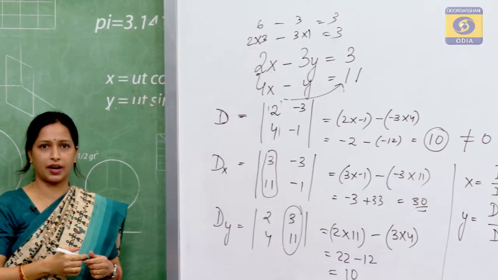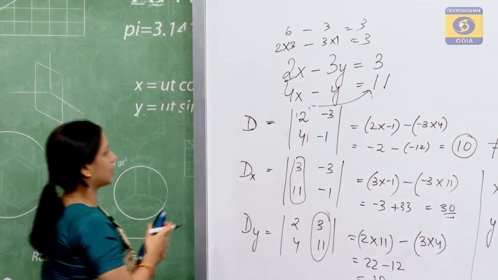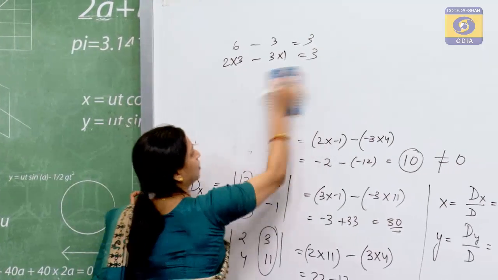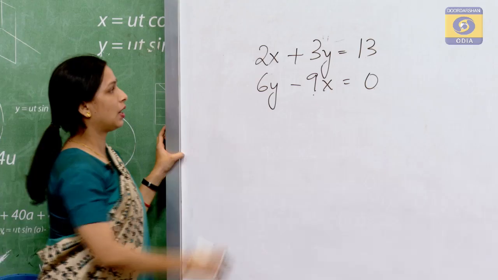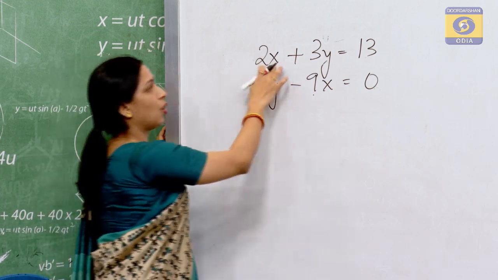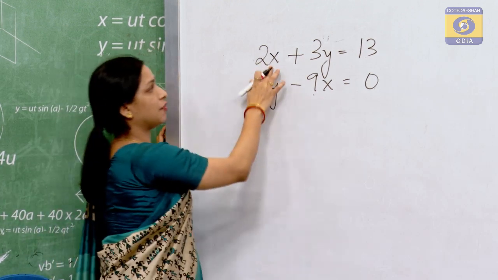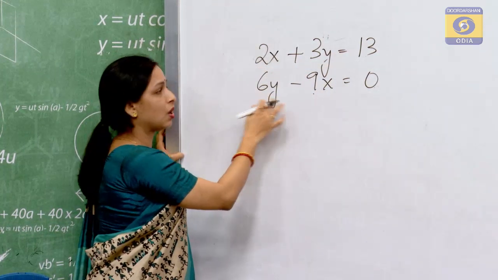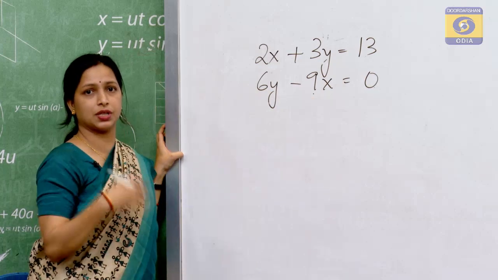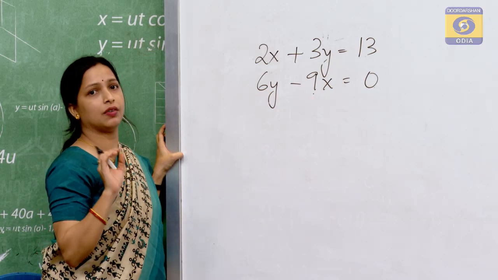So, hence verified, right. Now, let us take another question. Let us take the next question, that is 2x plus 3y equals 13 and 6y minus 9x equals 0, right. Now, here we notice that they are not in the right order. That means, in the first equation x comes first and y comes later, whereas in the next equation y comes first and x comes later. So, you have to first arrange the variables properly.